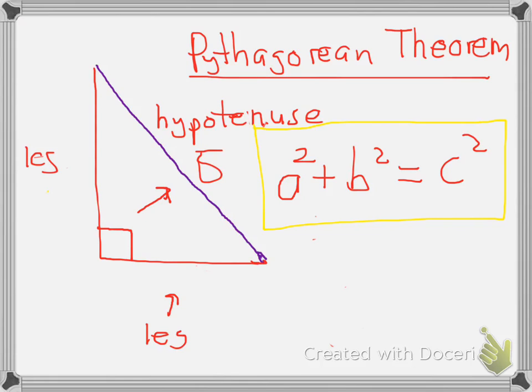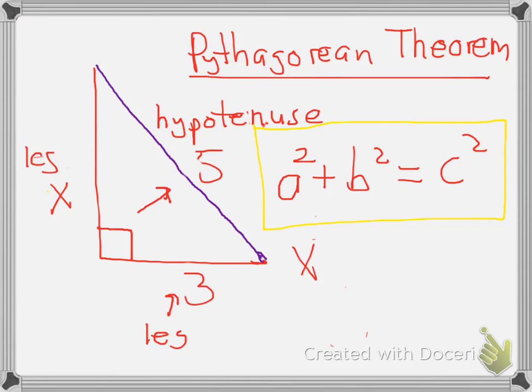That's not a very good 5. That's better. This leg will be 3. And we don't know what the other guy is. I'm going to put an x there. You might say, oh, there's no x's in the rule. Well, there doesn't have to be x's in the rule. The rule is really about a and b, which are legs, and c, which is the hypotenuse. So x is one of the legs.